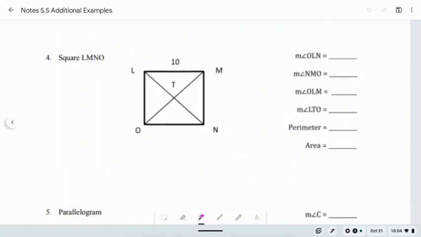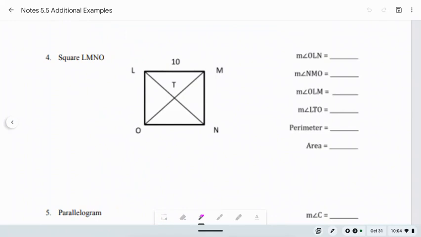Okay, the next one is a square, and this one is the most complex quadrilateral. So we have a lot of things to label. We know that all the sides of a square are congruent, so they would all have to equal 10. I know that all the angles of a square are right angles. I also know that the diagonals of a square bisect the angles, so these would each have to be 45. So lots of 45-degree angles here. And then I also know that the diagonals of a square are perpendicular, so they form 4 right angles in the middle.